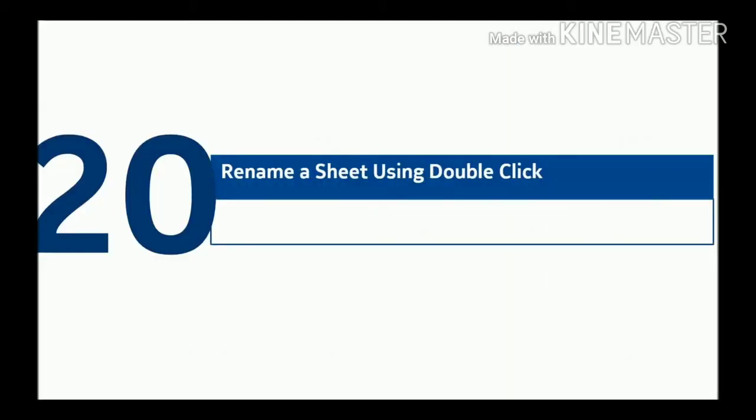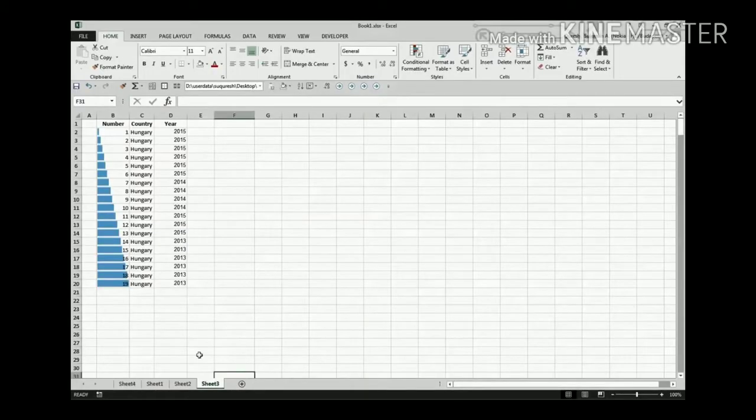Rename the sheet using double click. Most users, when they go in Excel and want to change the name of the sheet, right click and choose Rename and then write it. But there's a faster way to do that. Just go on the sheet name and double click. You can see it and write.